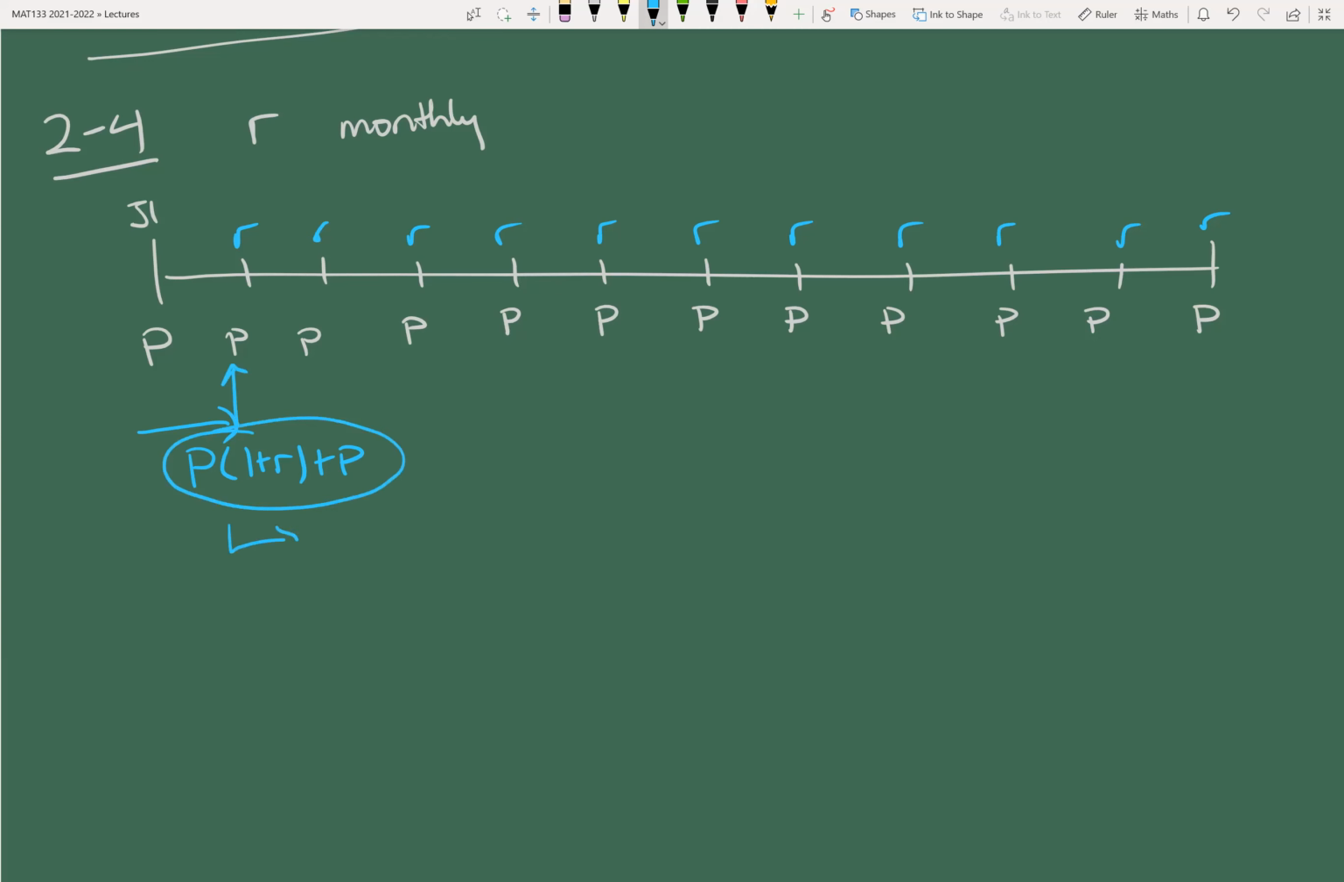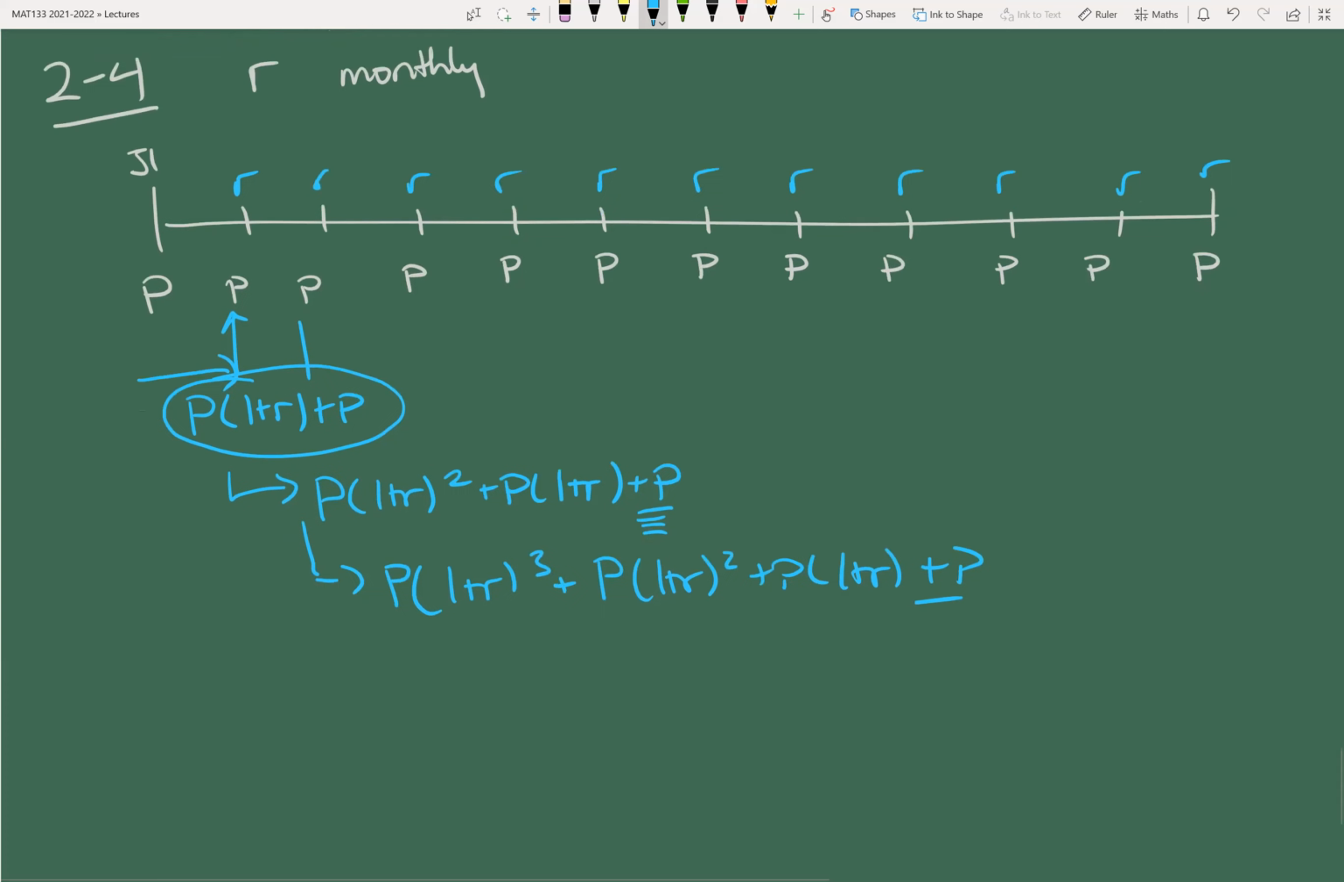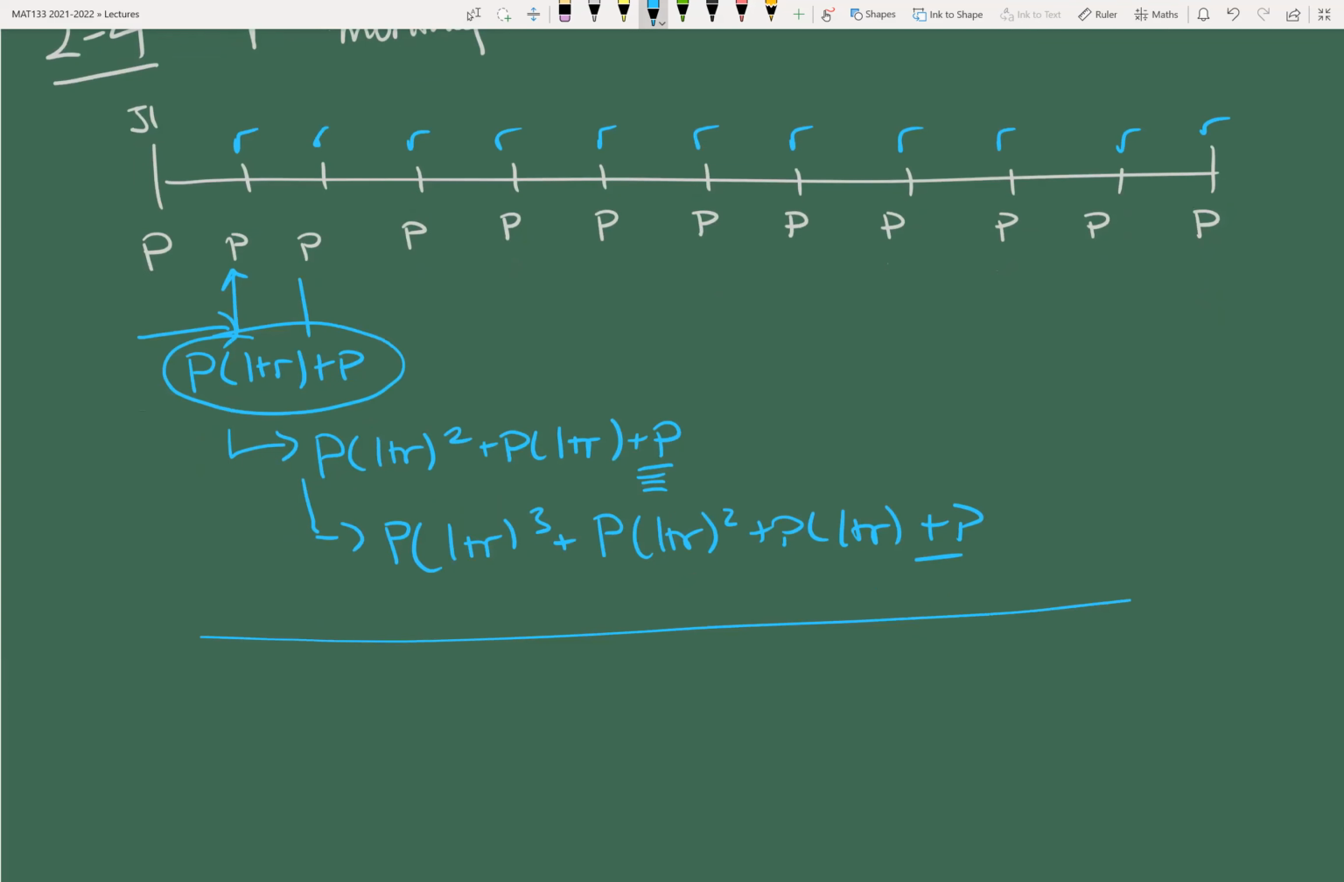So when we go to the next compounding period, we multiply everything here by 1 plus R. And then we add another P, from the deposit. And then the next month, we pick up another 1 plus R on everything. And then we add in a new investment. And hopefully you're starting to see there's a sum here. So if you keep on doing this, yada, yada, yada.